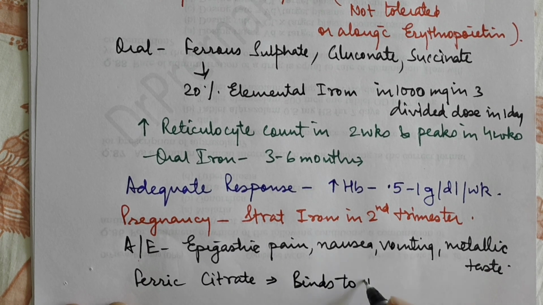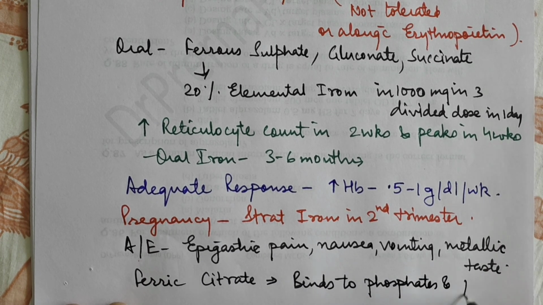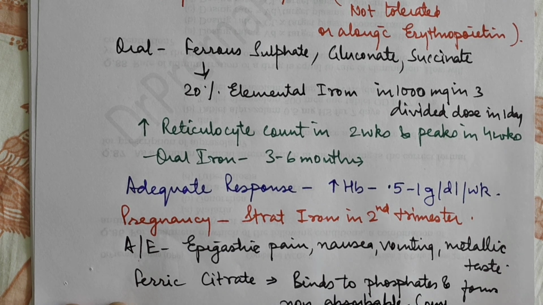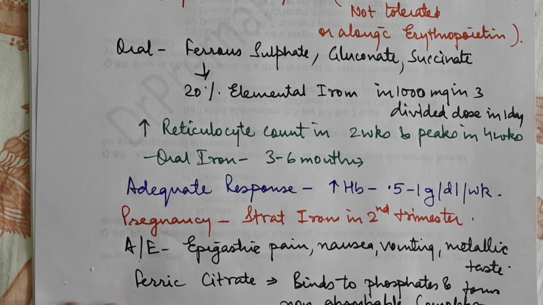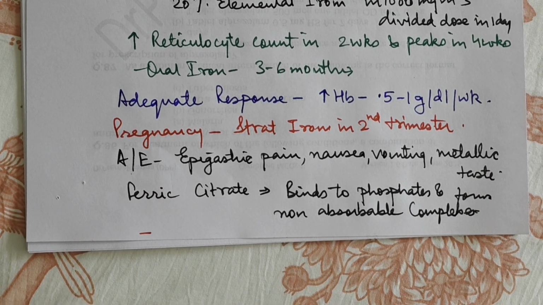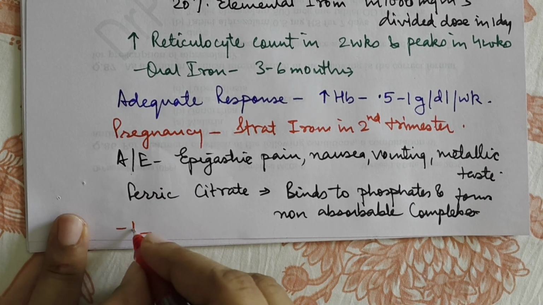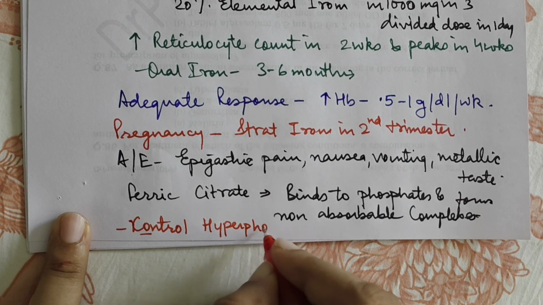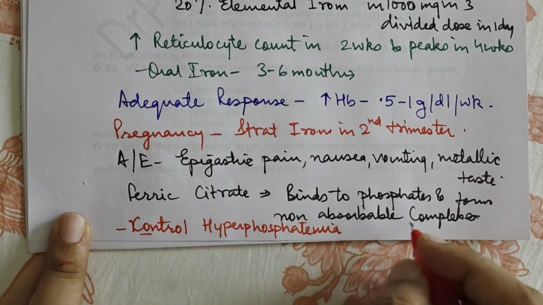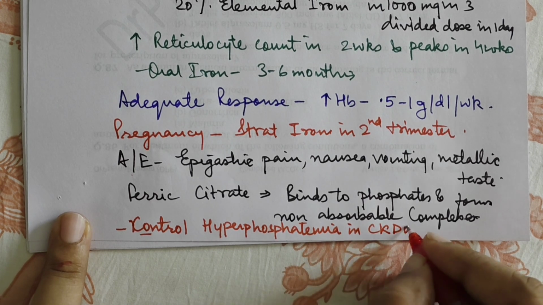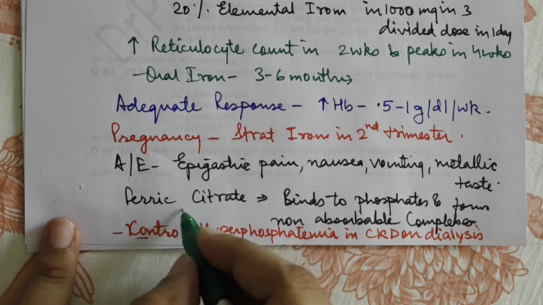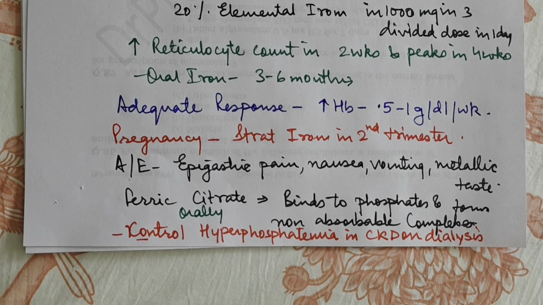It binds to phosphates and forms non-absorbable complexes. Ferric citrate binds to phosphates and forms non-absorbable complexes. So it is indicated to control hyperphosphatemia in patients with CKD on dialysis. Okay, remember this ferric citrate, and it is given orally. It is given because it binds to phosphate, and so it is used to control hyperphosphatemia in CKD on dialysis.